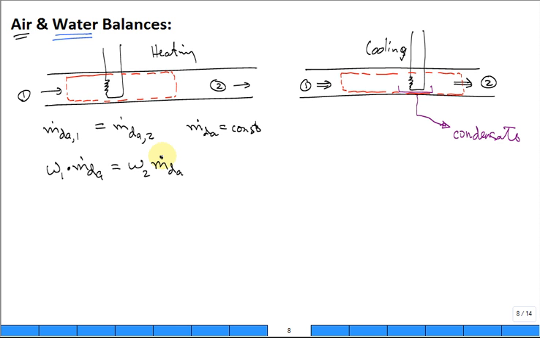What do I conclude about the single inlet, single outlet airflow over a heating coil? These cancel. Omega, the humidity ratio, is the same. Does that mean the relative humidity going out is the same as the relative humidity coming in?